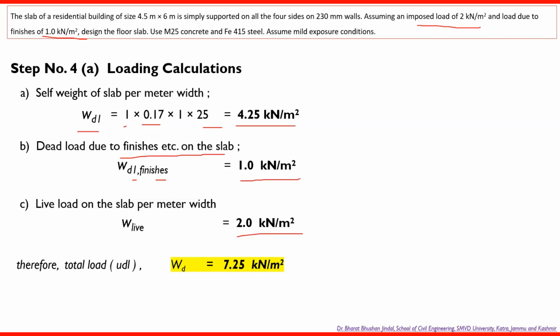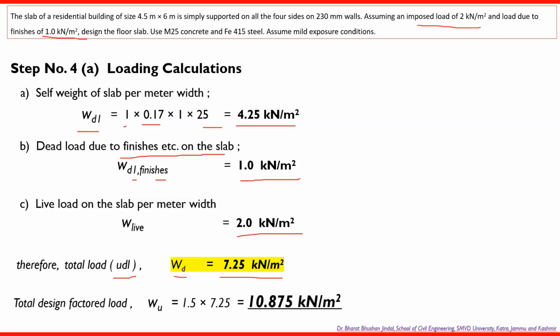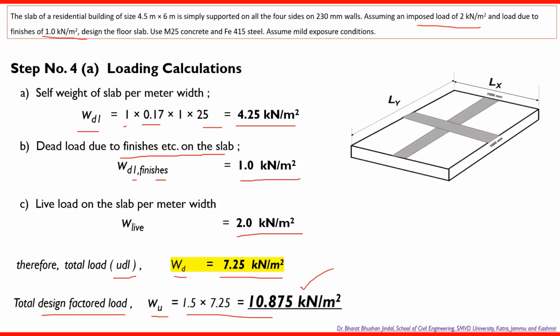Ultimately we can add up these three values. These are the maximum possible loads which the slab is able to take in the future. So the total load, in the form of UDL, WD, after addition of these three values comes out to be 7.25 kilonewton per meter square. Then using the partial safety factor for the loads, we can work out the total design factored load, that is, the ultimate factored load comes out to be 10.875 kilonewton per meter square.